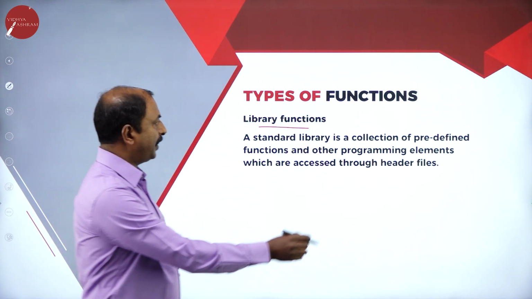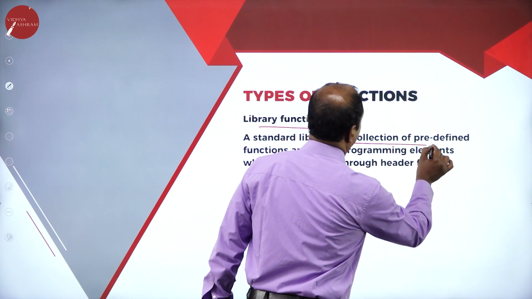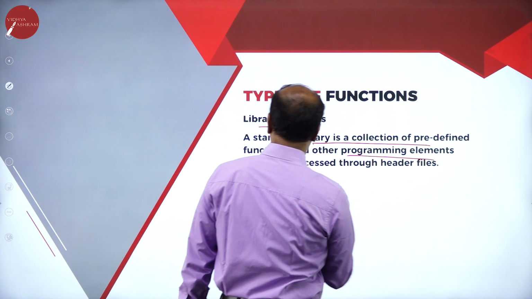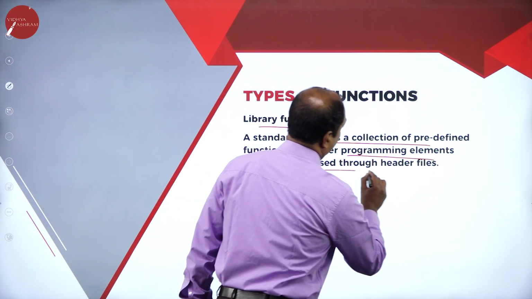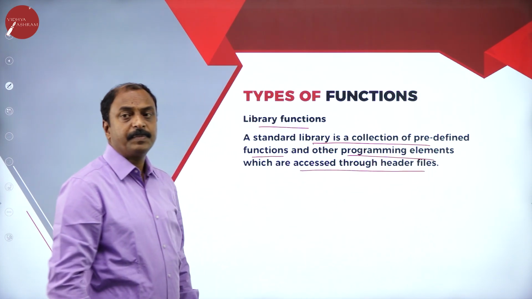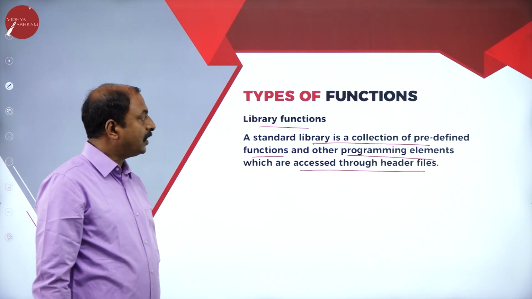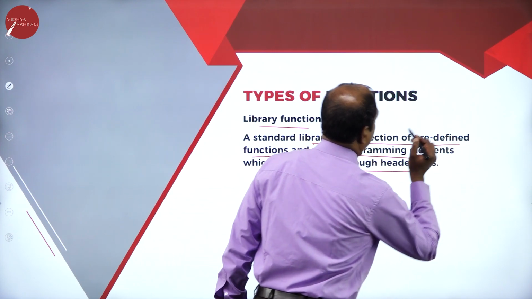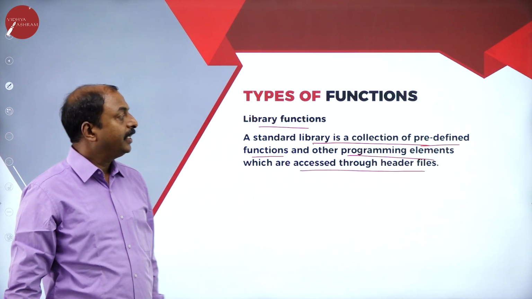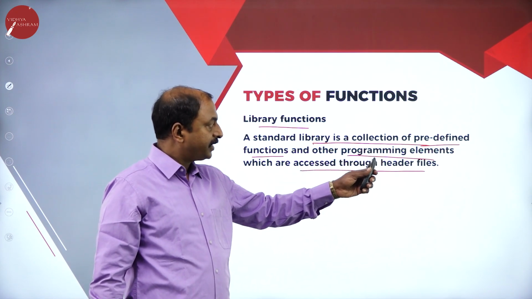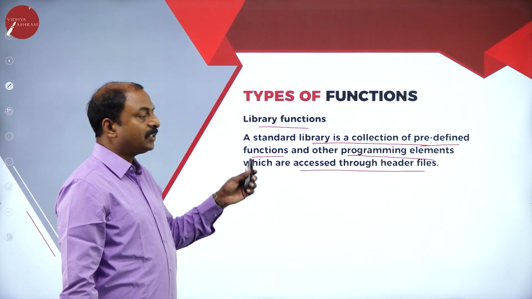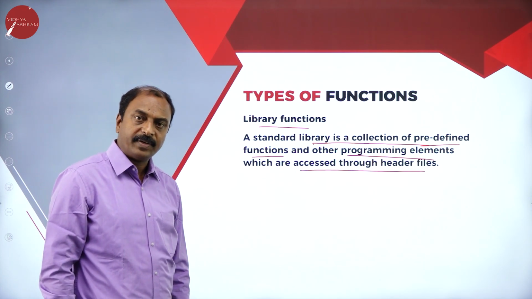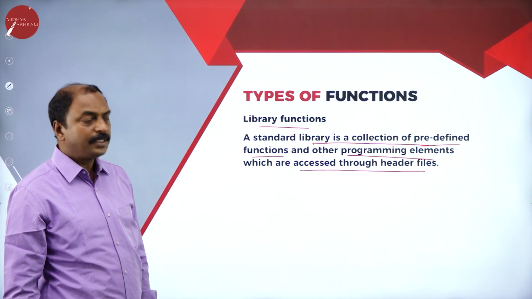A standard library is a collection of predefined functions and other programming elements which are accessed through header file. So what are library functions? Library functions are a type of function and they are predefined. So what is the meaning of predefined? Predefined function in the sense, all these functions are written or kept inside the library of a particular language. In this example, in C++ library.